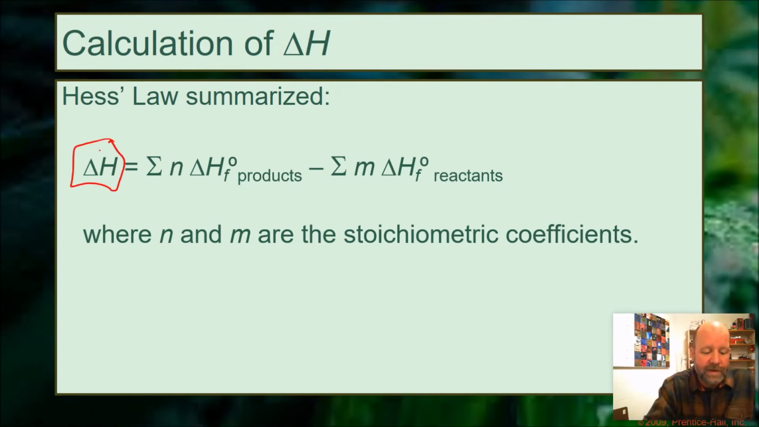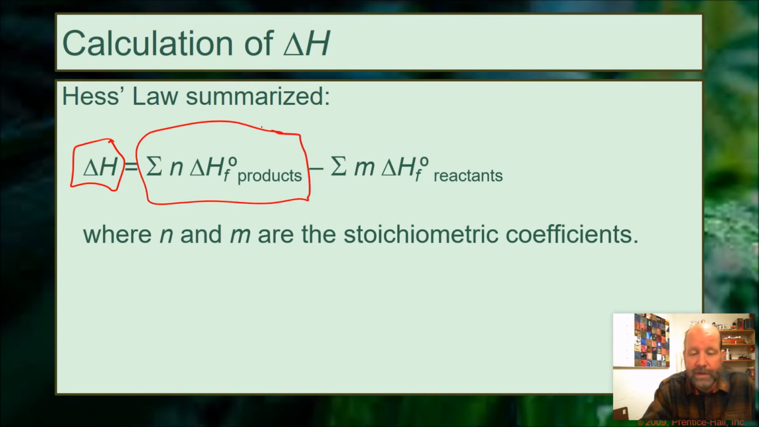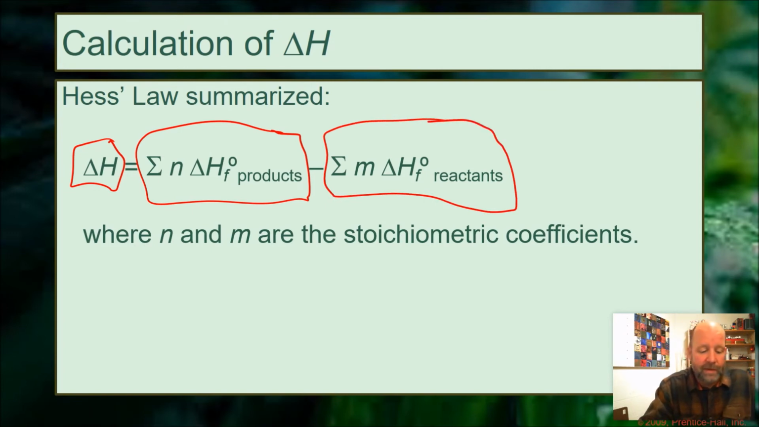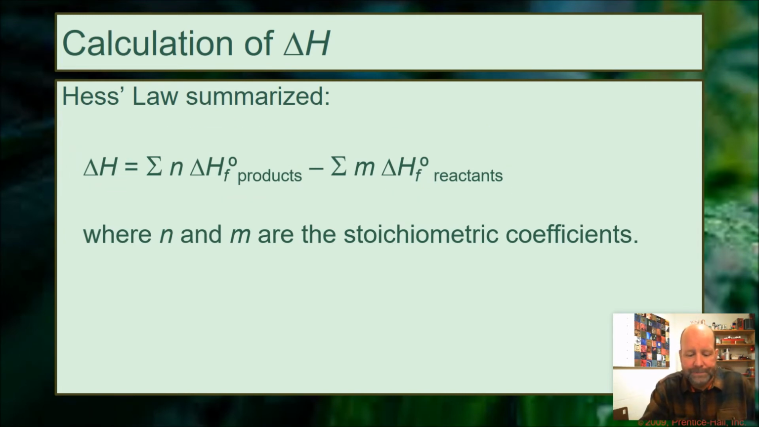The delta H of any given reaction is equal to the sum of all of the standard enthalpies of the products minus the sum of all of the standard enthalpies of the reactants. This n and m, those are the coefficients for each one. So, if it's 4 waters in a reaction as a product, you would have a 4 before the standard enthalpy of water. Probably easiest to see that when we do it.